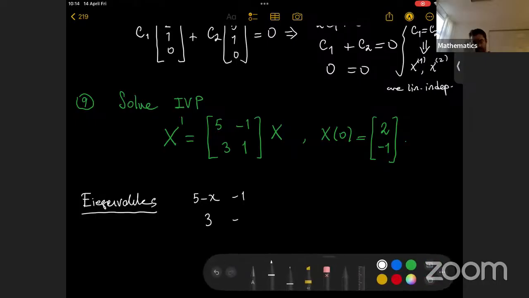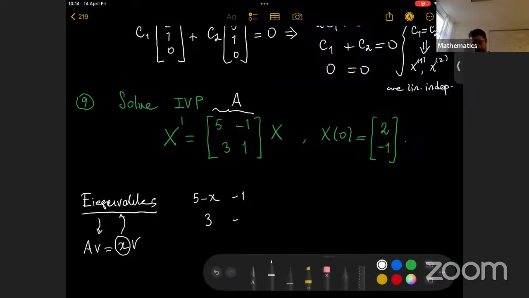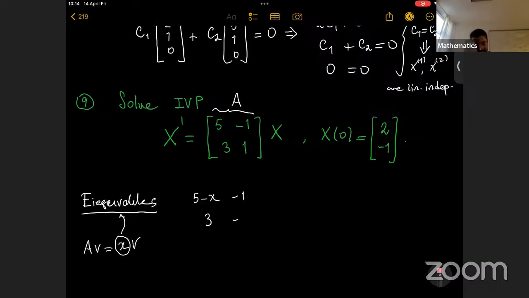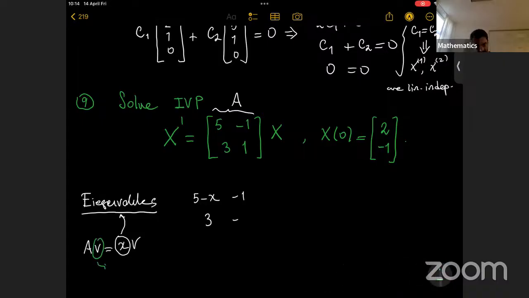Remember, what is an eigenvalue? A times V is equal to lambda V, where this is A here, the matrix. So this is the eigenvalue, okay? So we will find this. Maybe let's also write here: this is the eigenvalue, and V here is the eigenvector, okay? It's non-zero, of course.